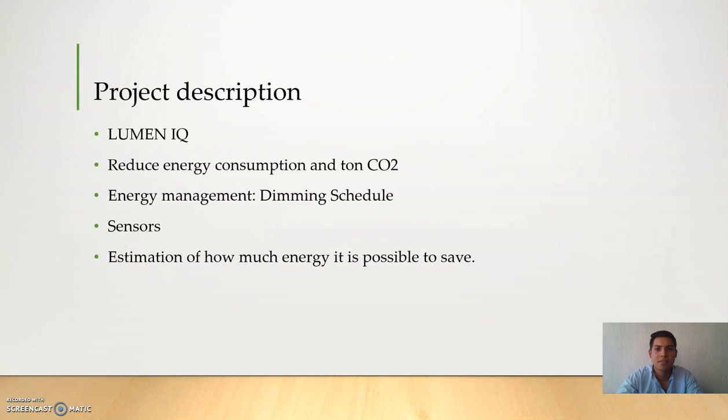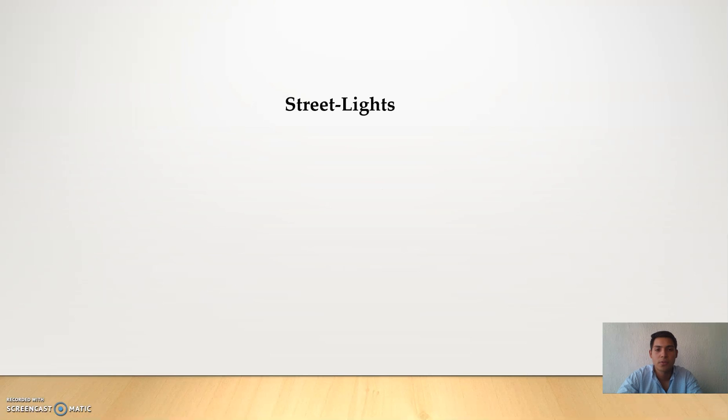This project consists of a platform called LumenIQ, which allows reducing energy consumption and pollution at the same time. There are two proposals: energy management with a dimming schedule, and implementing sensors. With these two proposals, it was possible to calculate an estimation of how much energy can be saved. It is important to mention that LumenIQ is not operating right now. That's the reason why only proposals were made.